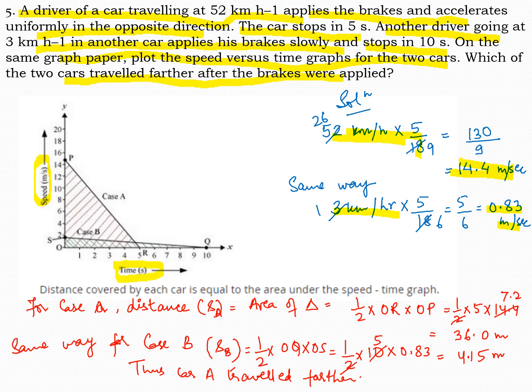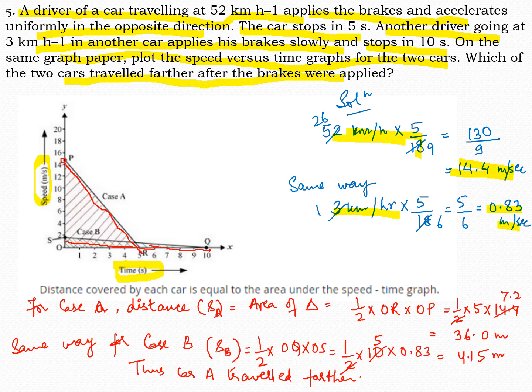So for the first case, when the speed was 14.4, it stopped in 5 seconds. So 14.4 will be somewhere here, isn't it? Let us say 14.4 is somewhere here. So it stopped in how much time? 5 seconds. For the other car, car B, when the speed was 0.83, let us say somewhere here, it stopped in a time of 10 seconds.